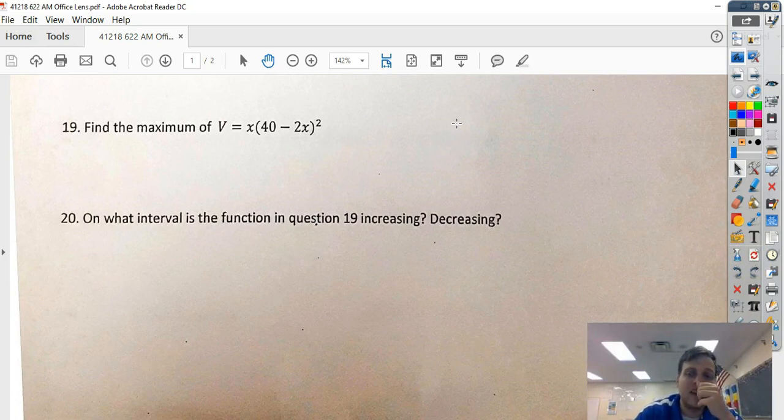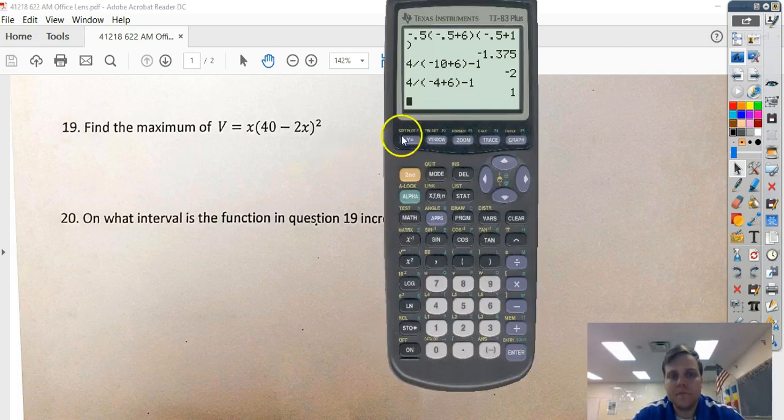Find the maximum. Okay, this is actually a review problem from the last 6 weeks. We just wanted to see how much you guys could retain. So first off, we're going to plug it in.